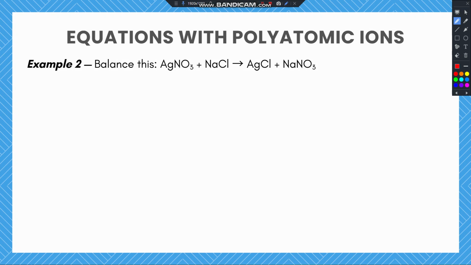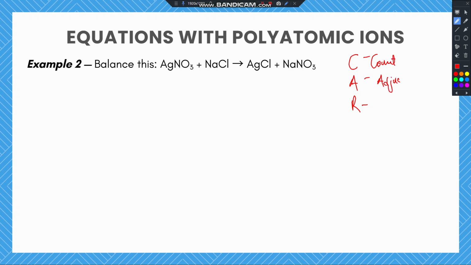Now, if you look closely, you'd find out that there is a polyatomic ion on the left hand side, the nitrate ion NO₃, and it also appears on the right hand side, NO₃. So I will treat it as a single unit. So let's list out our steps. We count, we adjust, and we recount.